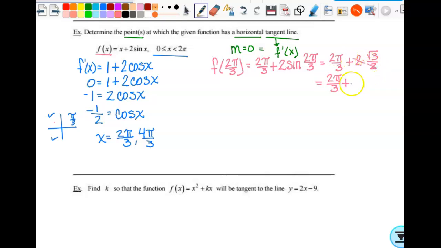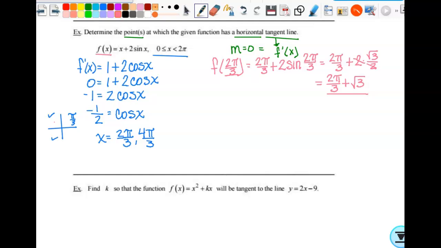Square root of 3, because it was canceling. Which looks weird, but that's fine. Well, that is the y value when I have this x value. So it's one of my answers. You could make it into one fraction, but you don't need to, so let's not do it.